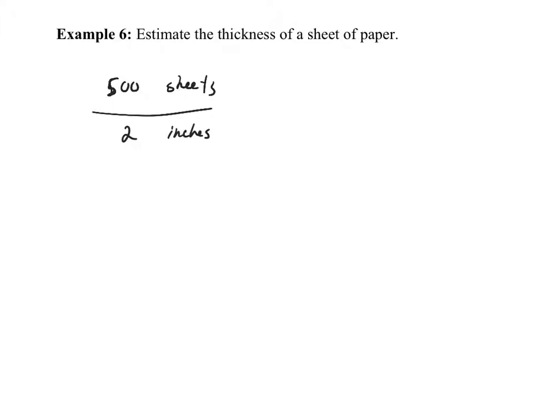I wrote the number up like this, and then I asked myself, what am I doing? I'm trying to figure out the number of inches for every 1 sheet. So recognize, it's really the reciprocal of this number that we care about, because I want to know the thickness of a sheet of paper. So my answer should be in inches per sheet. How many inches are there in 1 sheet? It's going to be a very small number, isn't it? Which makes sense when it's 2 over 500 or 1 over 250.